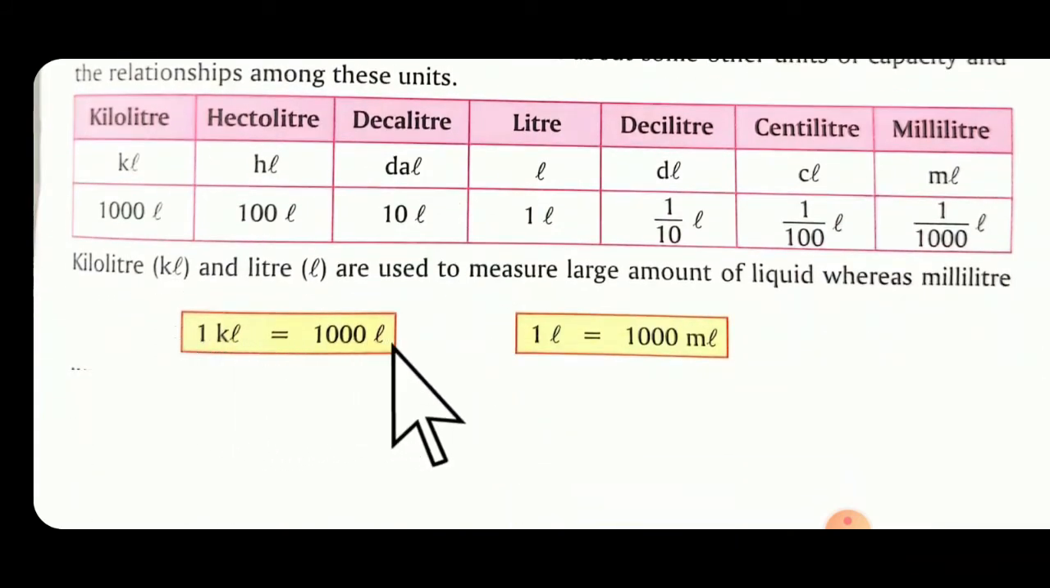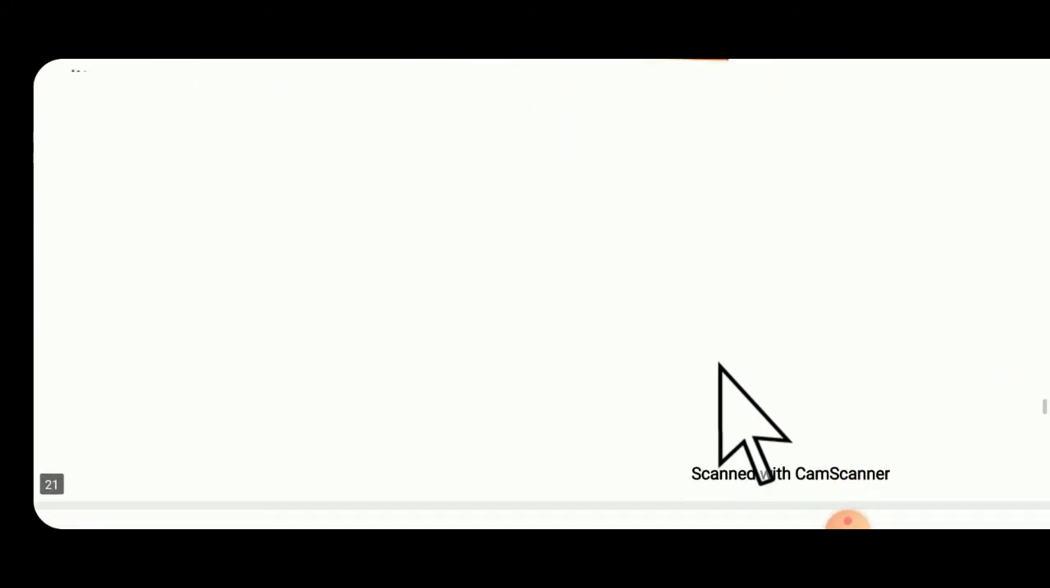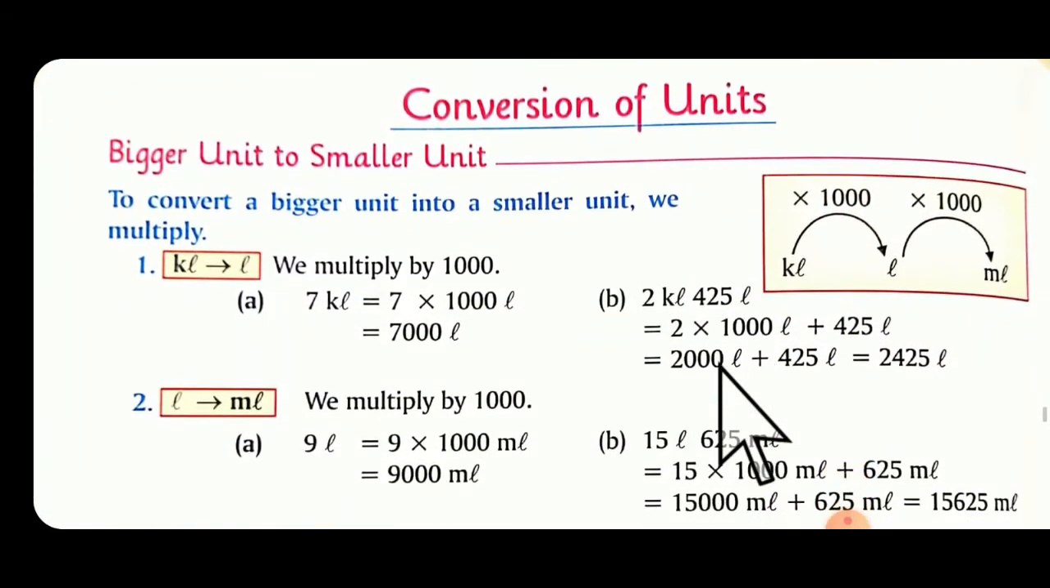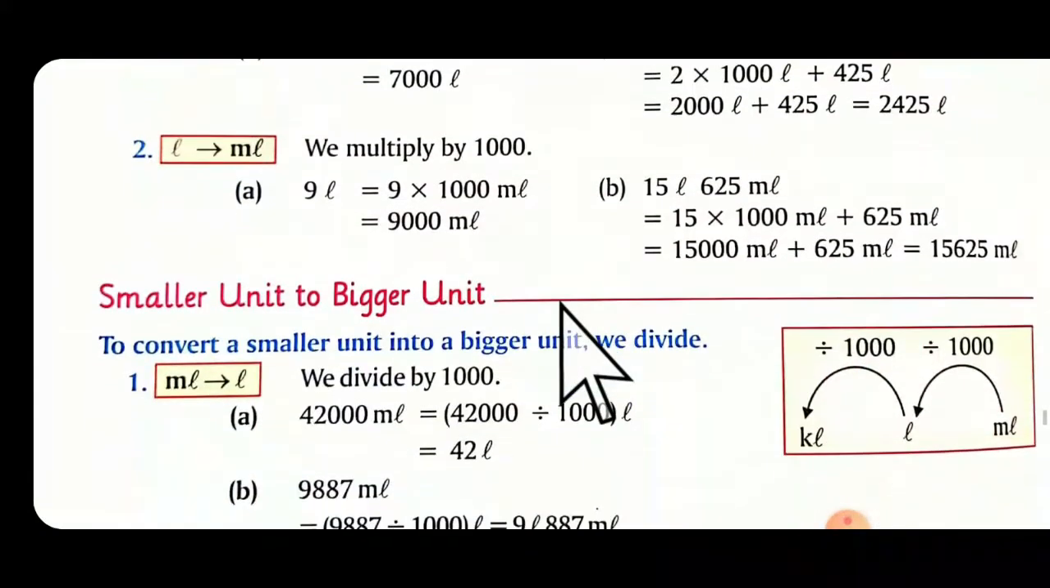1 kiloliter is equal to 1000 liter. So 1 liter is also 1000 milliliter. Similar to weight, only the change arises in the measurement of capacity. Here also, to move forward, that is from bigger to smaller, we are going to multiply by 1000. To move from smaller to bigger, that is from ml to kiloliter and all, we divide by 1000.